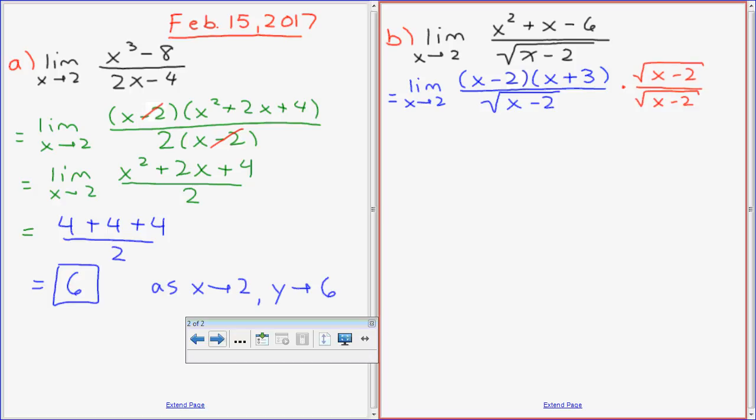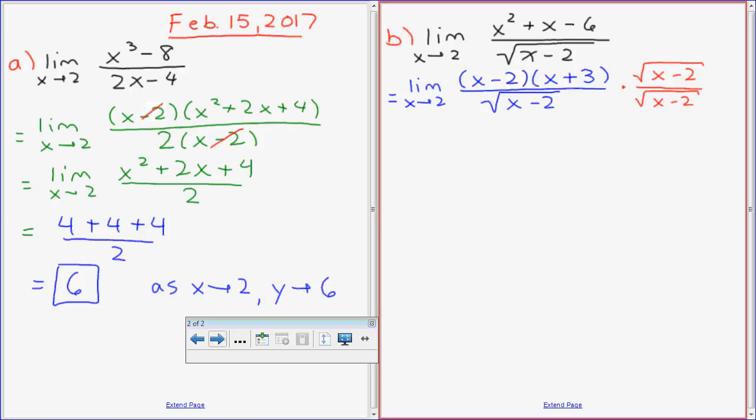Now, Teresa, what is that going to do for us? Like, why did you decide to do that? Yeah, the square roots are going to disappear, right? And then that x minus 2 in the top is going to cross the x minus 2 in the bottom. What's the other way we could have solved this one?